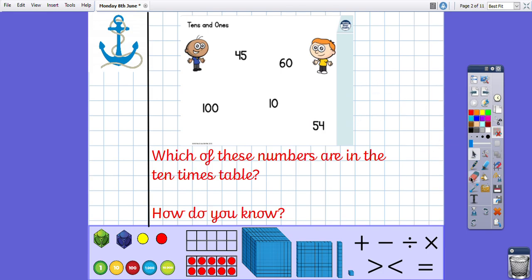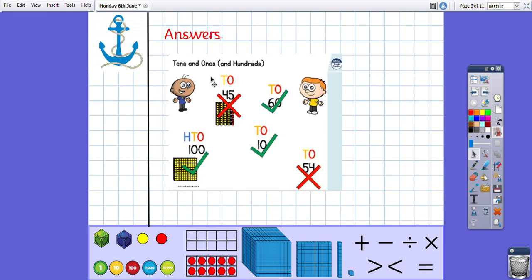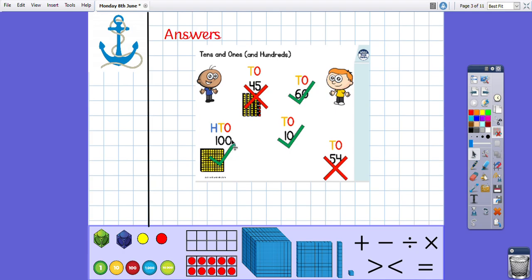Okay, so let's have a look. Here are the answers. 100 is in the 10 times table, 60 and 10 are in the 10 times table. 45 and 54 are not. The reason why is because all of the numbers in the 10 times table, what do they all have in common? They've all got a 0 on the end. There is nothing in their ones column. And if it's a 3-digit number, there's nothing in the tens and the ones column. They're just placeholder zeros, okay?